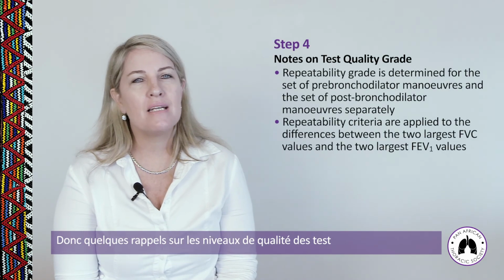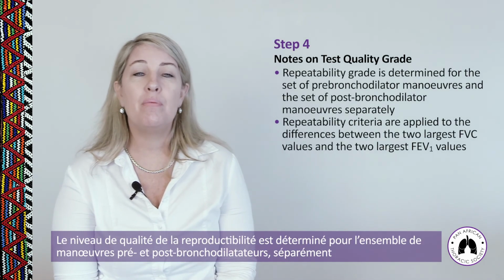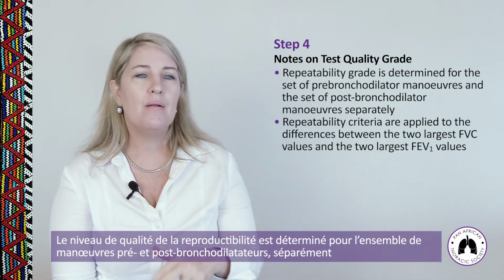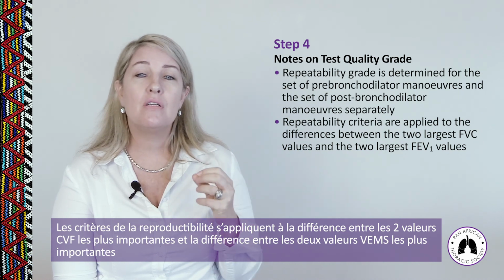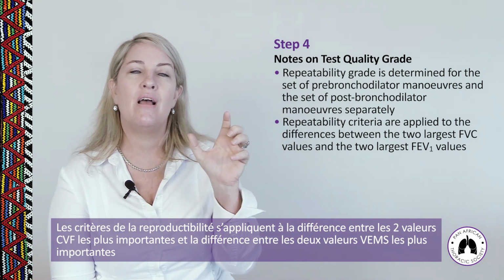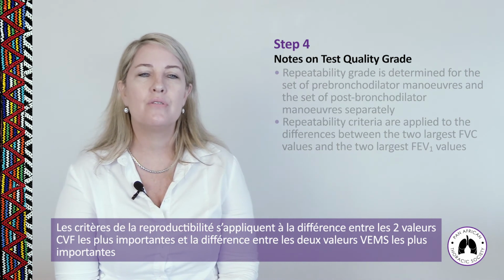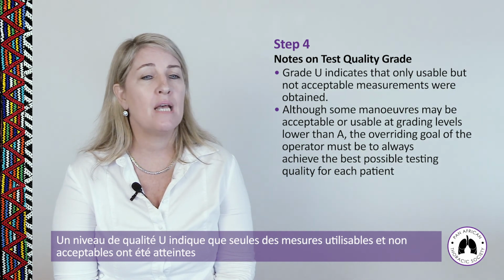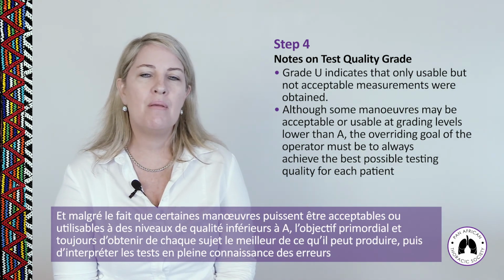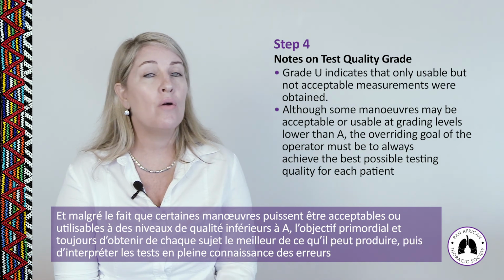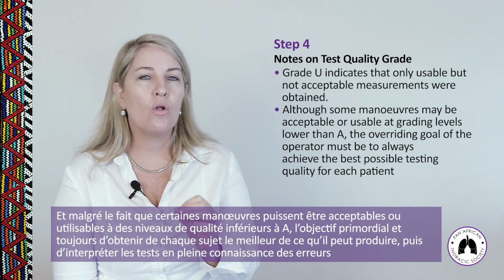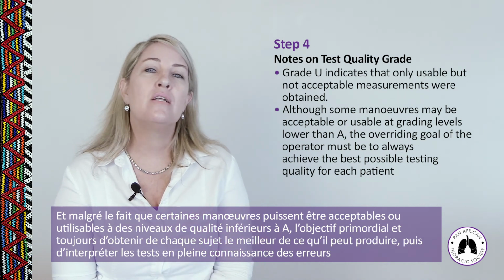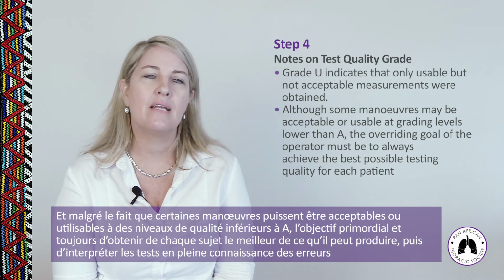So just a couple of reminders about test quality grade. The repeatability grade is determined for pre and post bronchodilators separately. The repeatability criteria applied to the differences are between the 2 largest FVC values and the 2 largest FEV1 values. A grade U indicates that only usable but not acceptable measurements were obtained, and although some maneuvers may be acceptable or usable at grading levels lower than an A, the overriding goal is always to achieve the very best that that patient can do, and then to interpret the test understanding those testing errors.